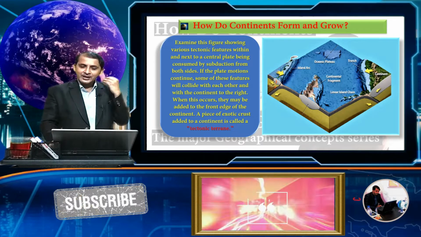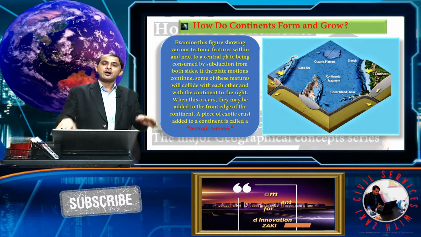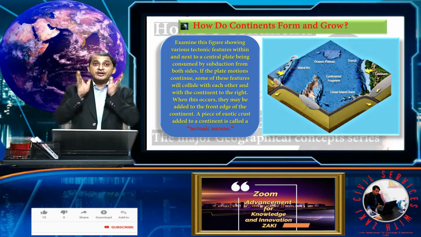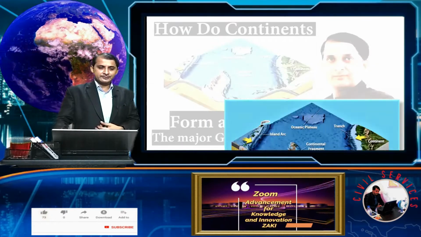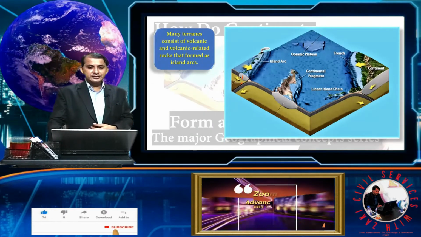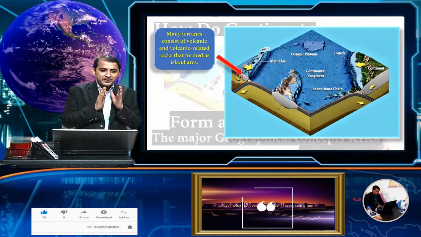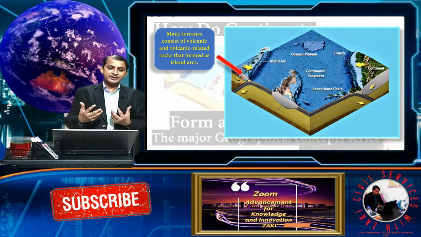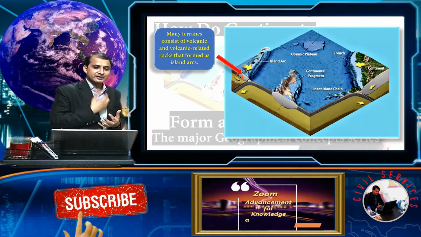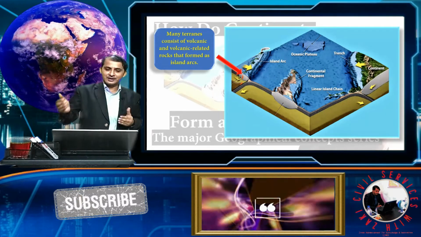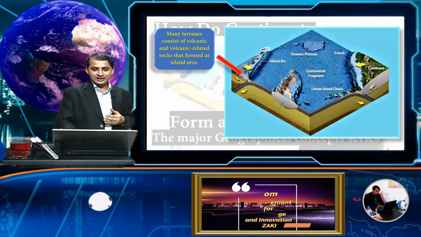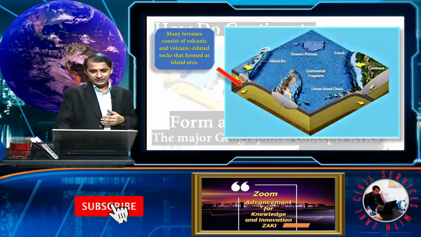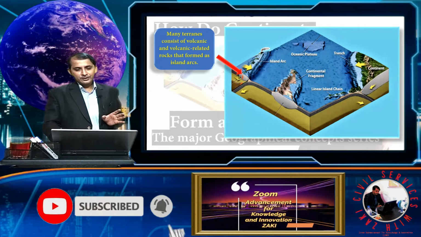So we move forward and see step by step how continents grow. See here, this is the volcanic arc. Many terranes consist of volcanic arc related rock formed as an island arc. So see here, this is the island arc.